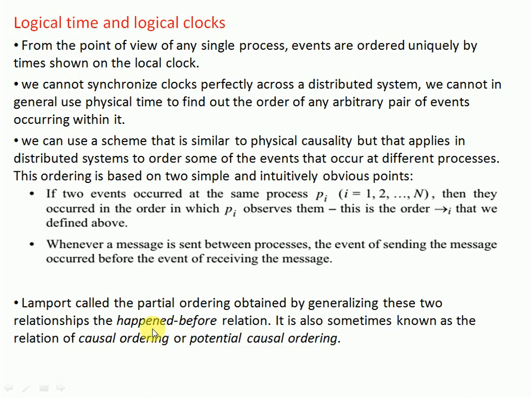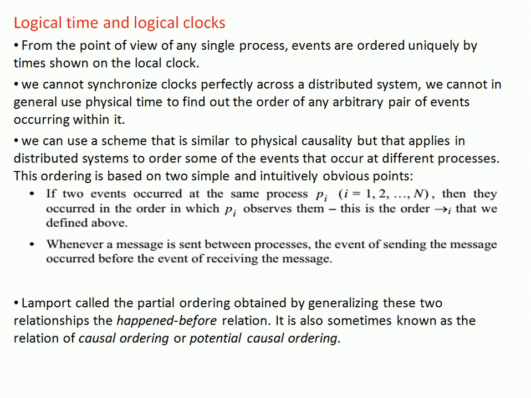Let me consider one example. E1 and E2 are two events occurring at the process P1. Then E1 occurred first, or say happened before E2. That is the order maintained in a process Pi.